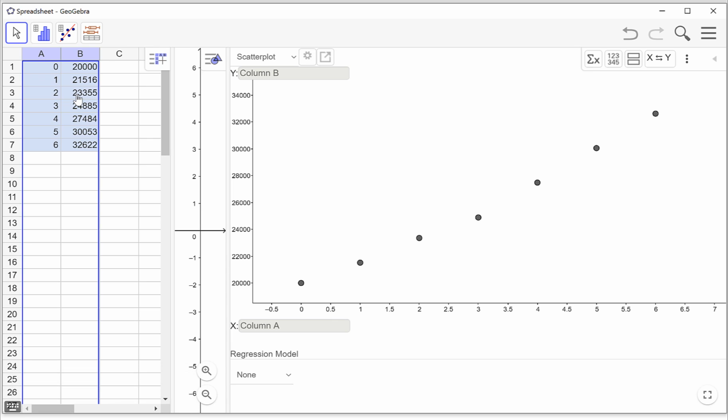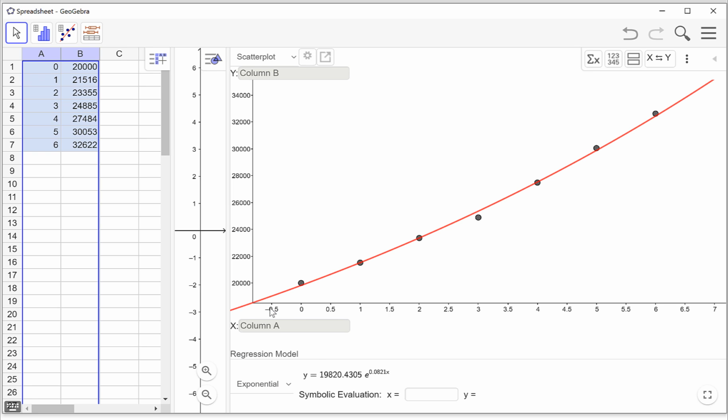You could make the argument that this is linear, that the money is growing at a constant rate. Maybe it is. We're going to go ahead and fit an exponential since we've seen typically if compound interest is involved, it's modeled by an exponential function. So down here where it says regression model, we're going to put exponential, and it's going to fit an exponential curve to it, and then we're going to need that curve. It's right down here.